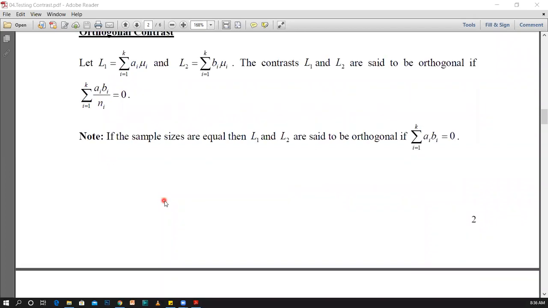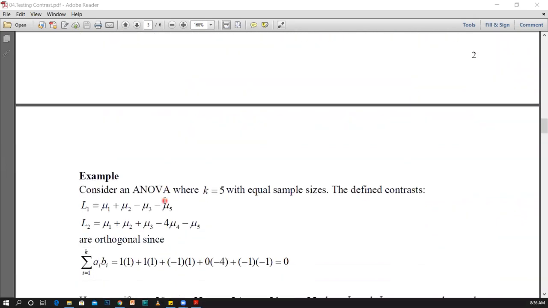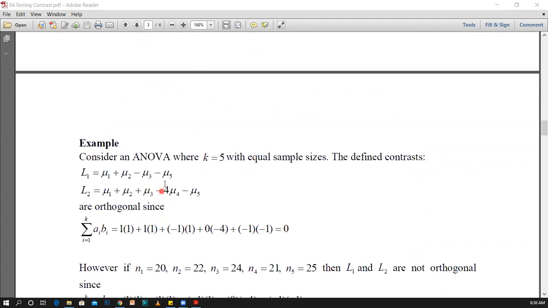Okay, now we'll consider an example. Consider an Anova table where k equals 5, having equal sample sizes. Having equal sample sizes and k equals 5 means we are considering 5 treatments, and they have defined two contrasts L1 and L2.